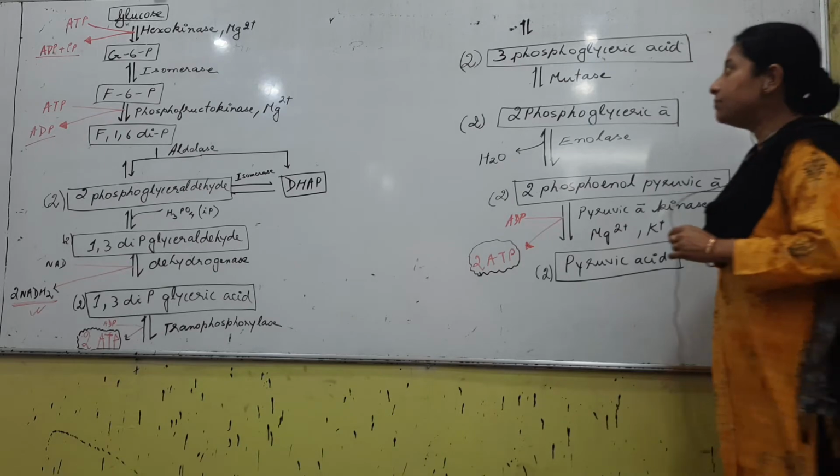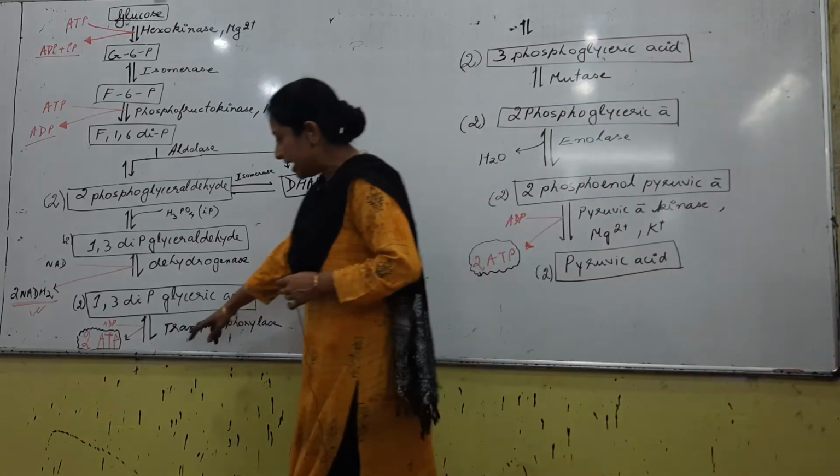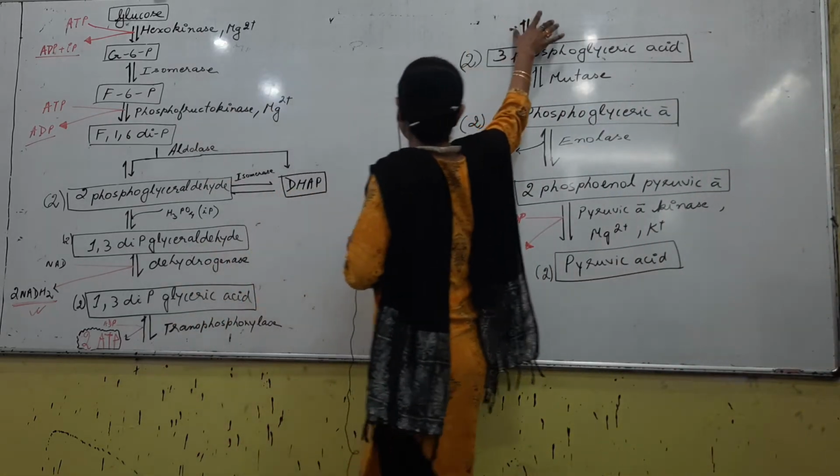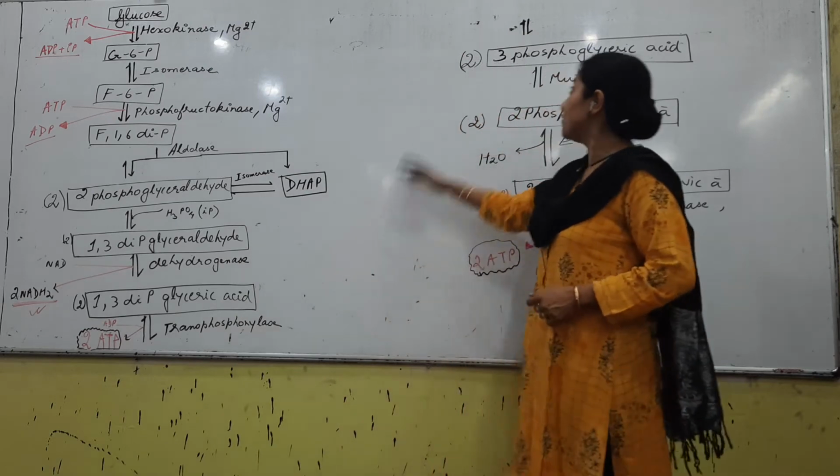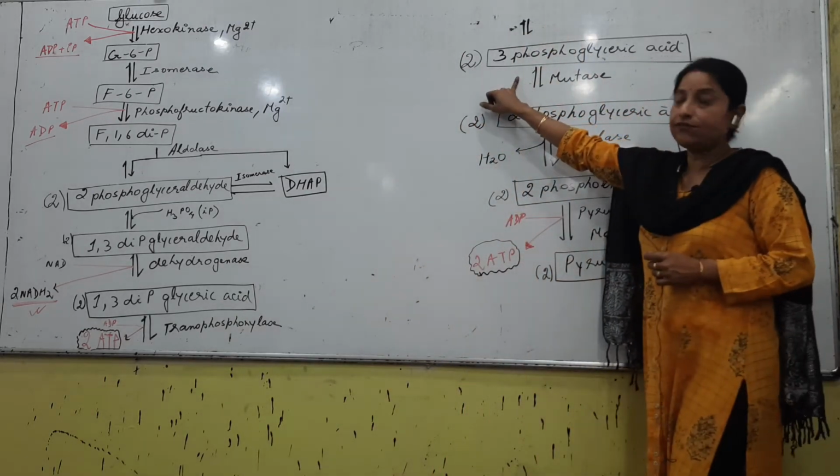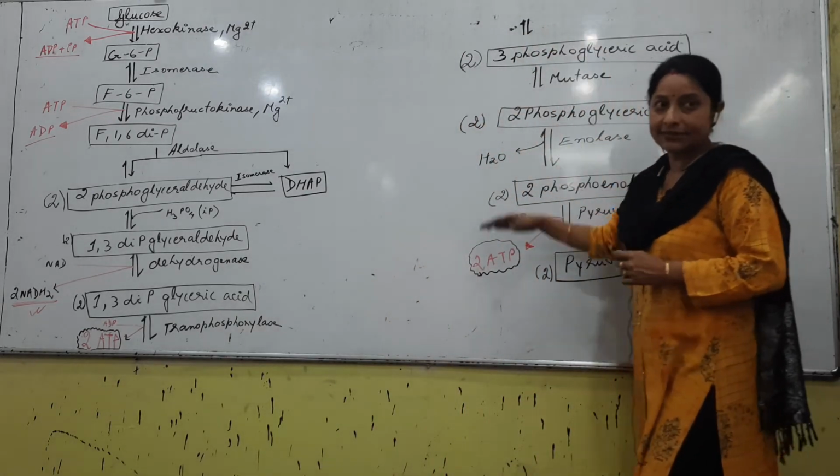Okay, talking about these steps, this one has not started from the beginning. It is the continuation. Transphosphorylase, and afterwards what is formed? 3-phosphoglyceric acid.